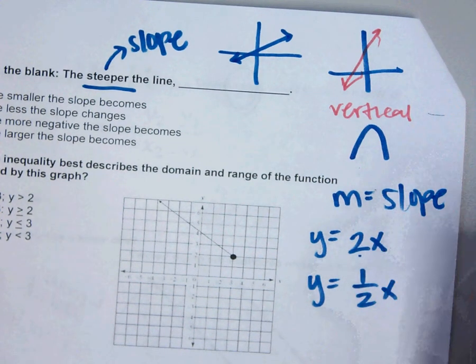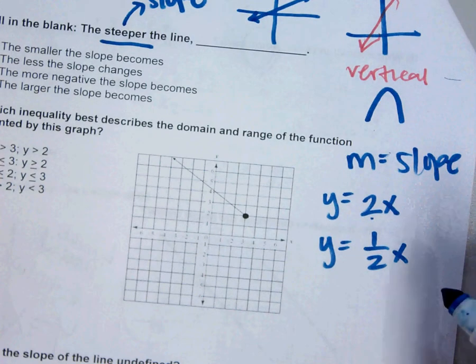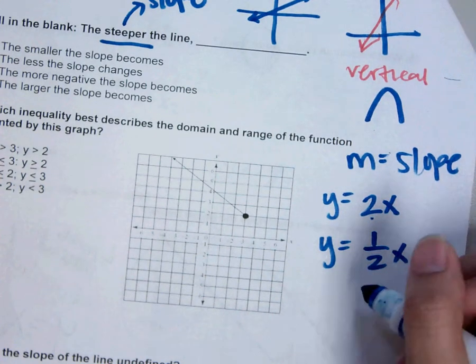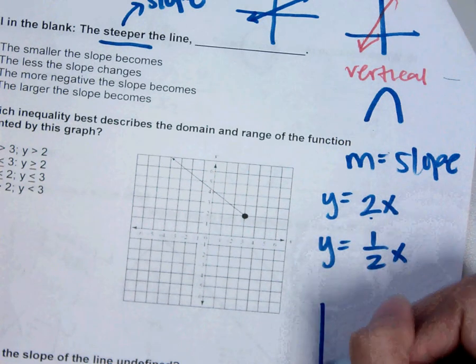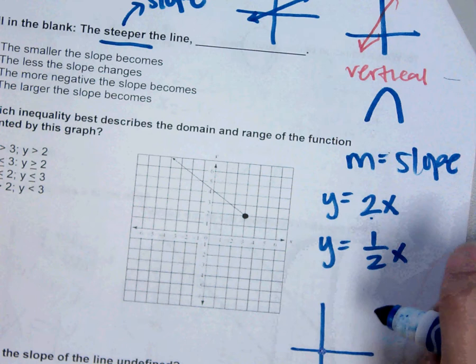Okay, so if I do 2x, y is 2x. That means this is my y equals 2x. Let's start at 0 just for now. My slope here is 2 over 1.